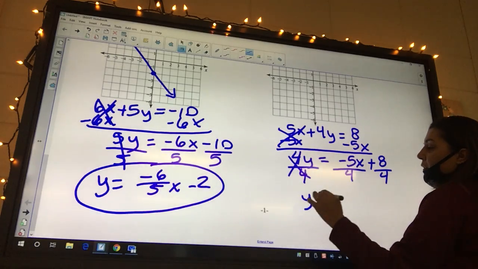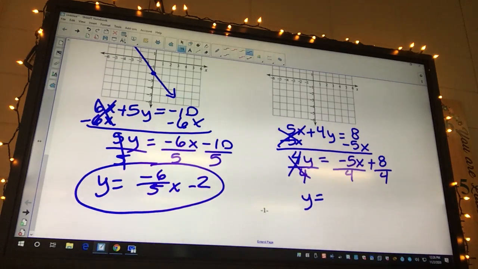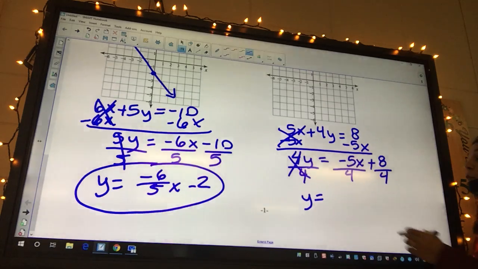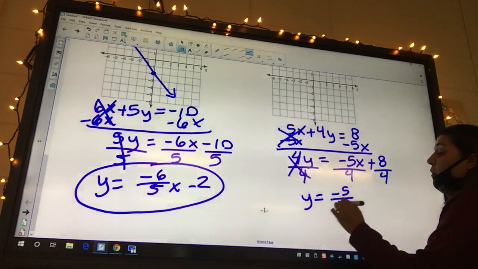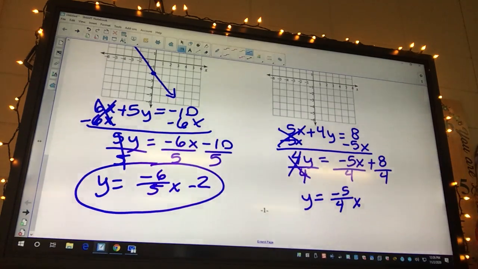So what is 5 divided by 4? Negative 5 over 4. It's just going to be negative 5 over 4. If you're not sure, do it on your calculator. It's going to spit out a decimal or it's still that 5 over 4. So negative 5 over 4x. What about 8 over 4? 2. Yeah, it's 2.